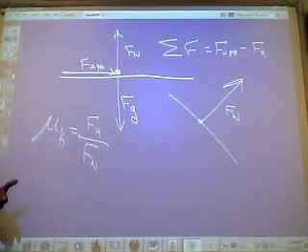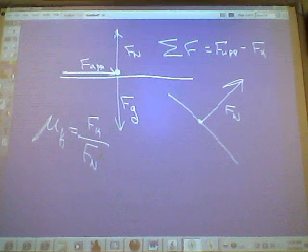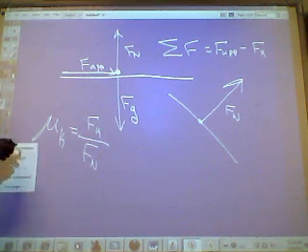The coefficient of kinetic friction. For each material we have a table in our book. What page is that? That has a table in it that talks about different coefficients of kinetic friction? 138.